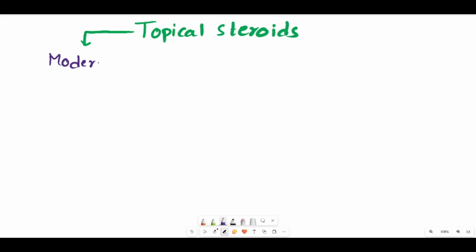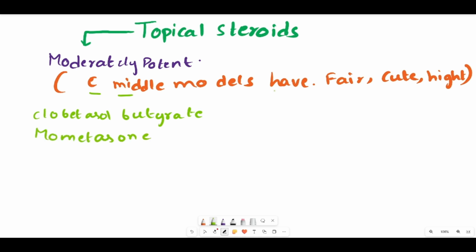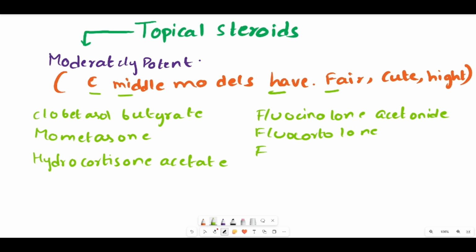Now coming back to the second class, which is moderately potent. To remember the drugs under this, remember this sentence: C middle models have fair cute height. C means clobetasol butyrate. M means mometasone. Then H means hydrocortisone acetate. With the letter F, we have three drugs. One is fluocinolone acetonide, fluocortolone, and the last one is fluticasone propionate.